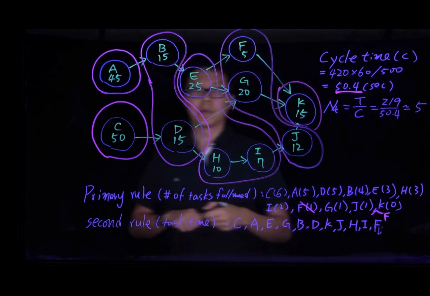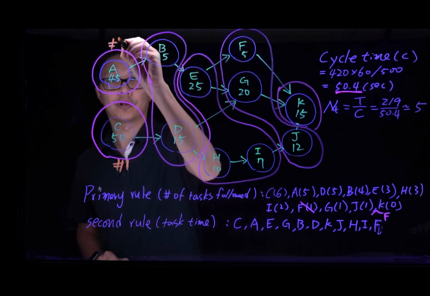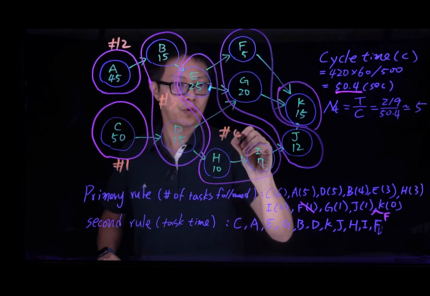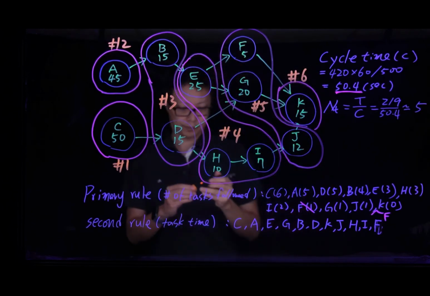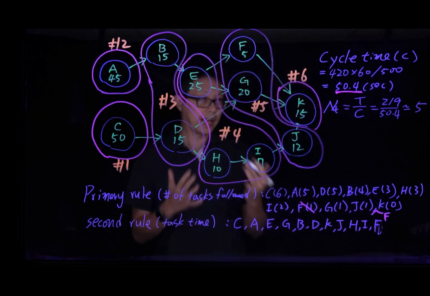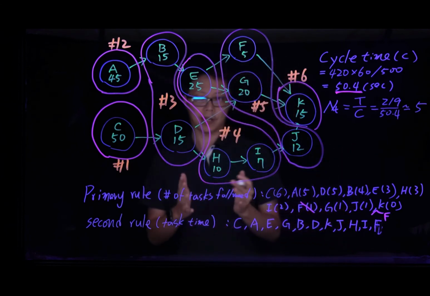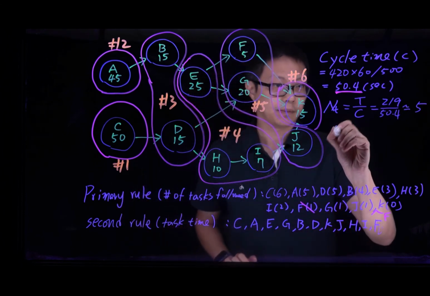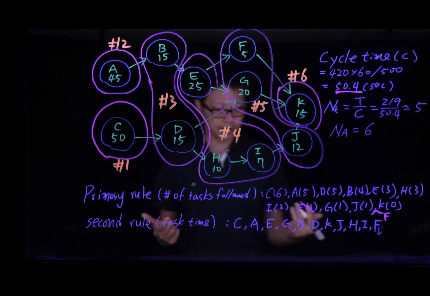What does that mean? It means that I will have 1 worker, 2 workers, 3 over here, 4, 5, and 6. Okay, so theoretically, I should be able to find an assignment such that the job can be assigned to 5 workers. But based on these rules, I need to assign it to 6 different workers. So our actual number of workers needed will be 6 in this case.